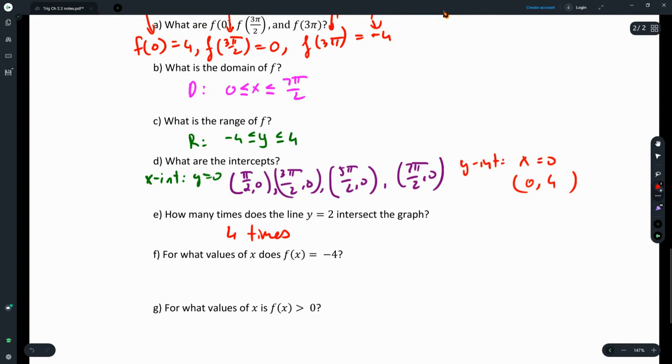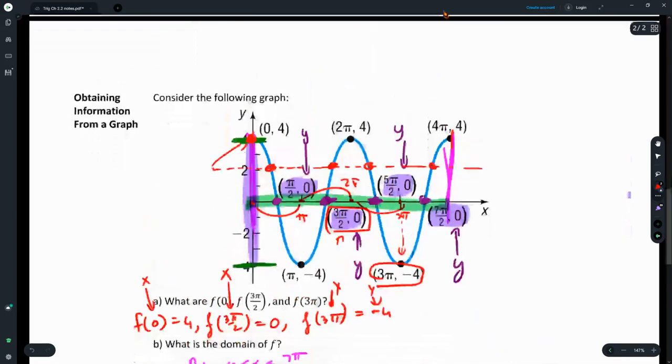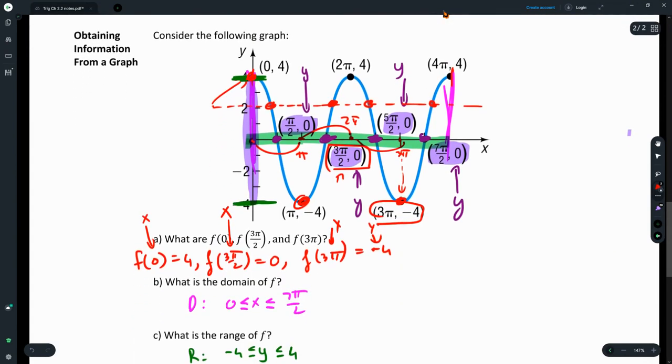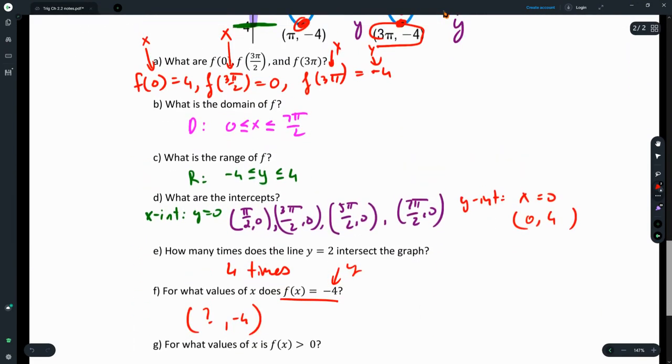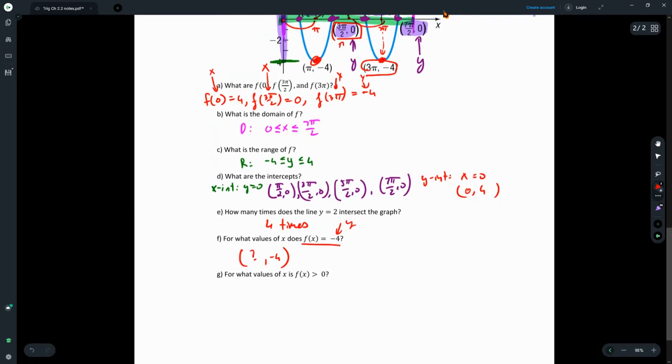For what values of x does f of x equal -4? Okay, so when they give you this, you know that this is y, right? They're looking for this. So you look for where y is -4, right here and right here. So you get two different x's. Let's zoom out a little bit. So x equals pi and x equals 3 pi. See, both of these values give you -4 for y.